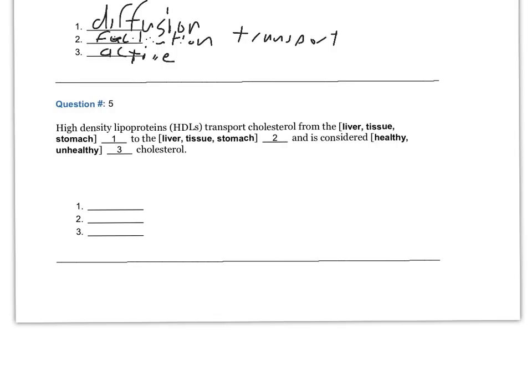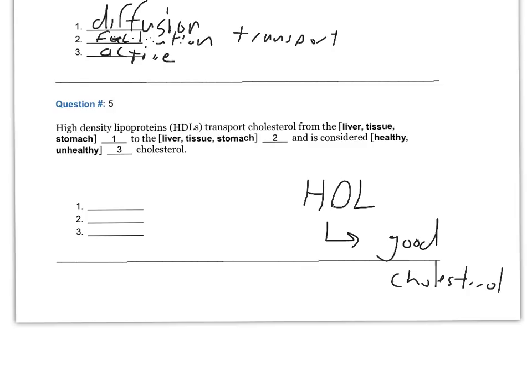Question number 5. High-density lipoproteins, HDL, transport cholesterol from the blank, so liver, tissue, or stomach, to the blank, and is considered blank cholesterol. So HDL is good, quote unquote, good cholesterol, or a proxy for cholesterol measurement. And LDL, of course, is bad or lousy cholesterol. So good cholesterol, that is HDL, transports cholesterol from the tissue to the liver.